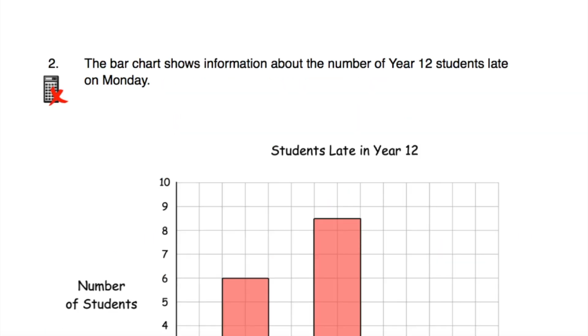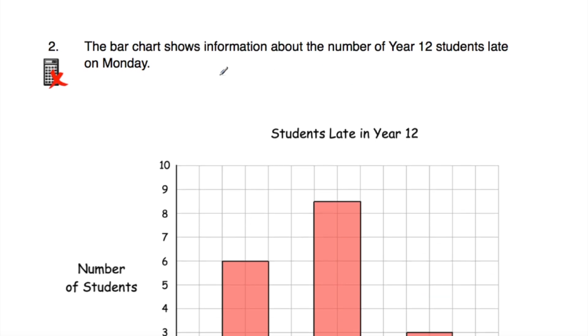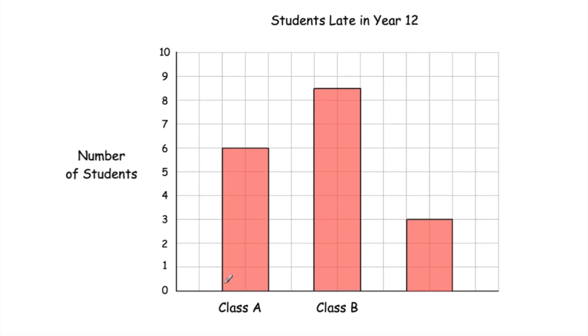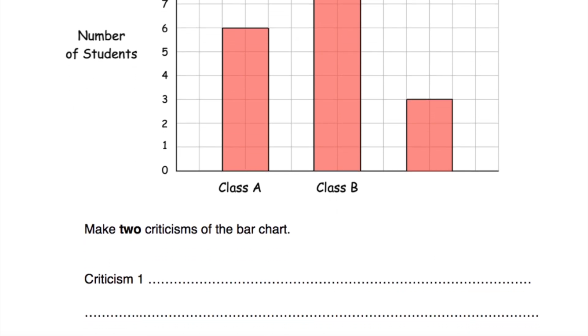Okay, let's look at our next question, question number 2. It says, the bar chart shows information about the number of Year 12 students late on a Monday. So let's have a look at this bar chart. We've got these different classes. We've got Class A, with the number of Year 12 students that are late from Class A on a Monday. For Class B, we've got the number of students late for Class B, and I'm guessing this would be Class C. Then it says make 2 criticisms of the bar chart.